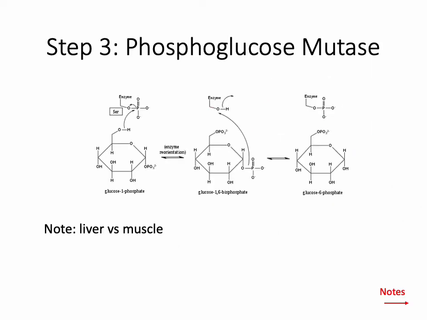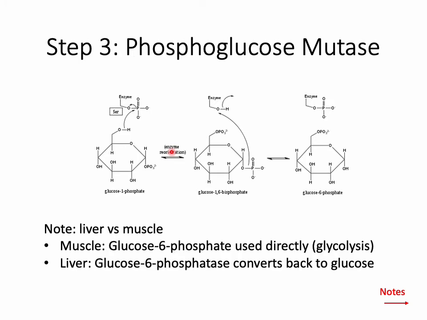The third step of this reaction is phosphoglucose mutase. This converts the glucose 1-phosphate product from step 1 into glucose 6-phosphate. This is a relatively simple reaction, and the mechanism is shown over here. This proceeds via a serine phosphate intermediate. And again, further details are available in the scan notes.